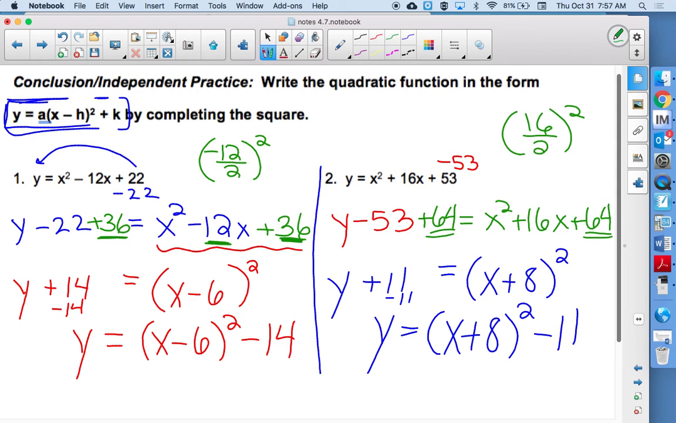So again, when we talk about graphing, you're going to see this form, and the numbers in here will mean pieces of the graph. They'll represent different parts of the graph. Questions? So that's all I have for today.